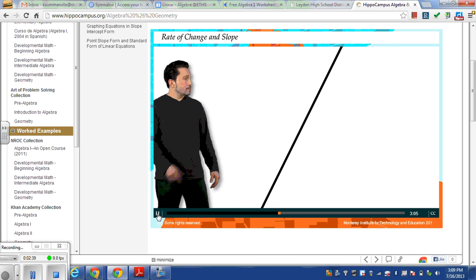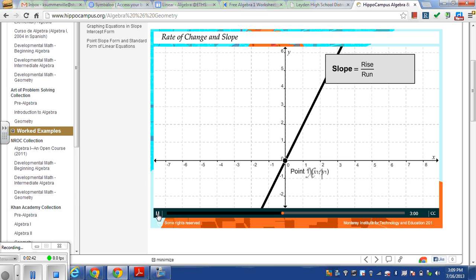Let's look at 2 points on Nick's hill. Point 1 has coordinates x sub 1, y sub 1. In this case, the actual numbers are 0, 0. The coordinates for point 2 are x sub 2, y sub 2. The actual numbers are 2, 4. The rise between these points is the difference in the y coordinates, or y sub 2 minus y sub 1. The run between these 2 points is the difference in the x coordinates, or x sub 2 minus x sub 1.